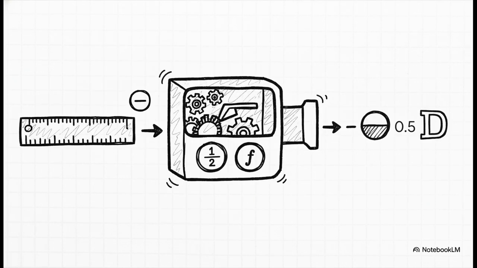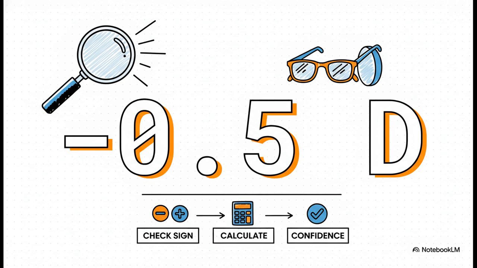And now we get to do the easy part. We just plug our values into the formula. Power equals 1 divided by F. So that's 1 divided by negative 2. The math is simple, right? It gives us negative 0.5. And don't forget the units. The power is negative 0.5 diopters. And there you have it. The final answer is negative 0.5 D. See? By following those simple steps, identifying the clues, checking the sign, and then doing the calculation, you can solve these problems with confidence every time.